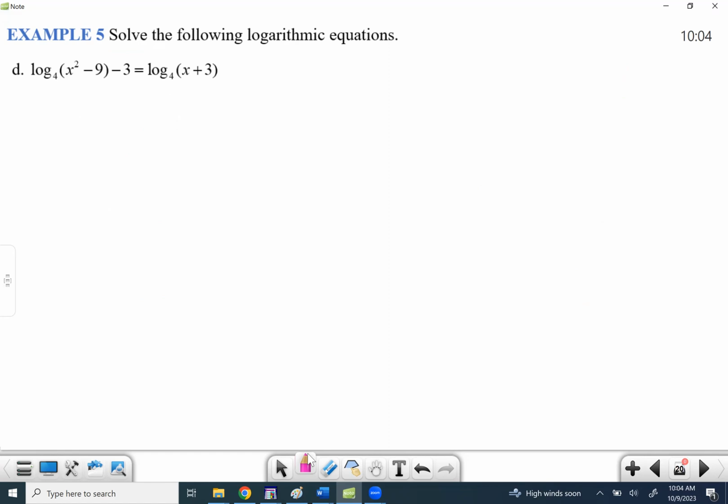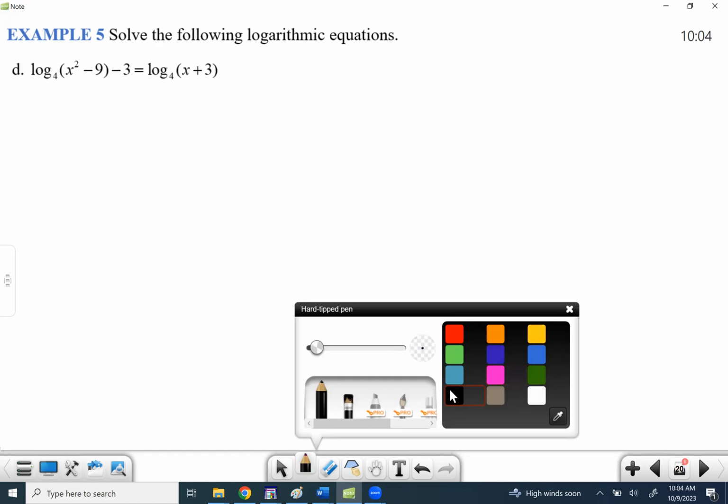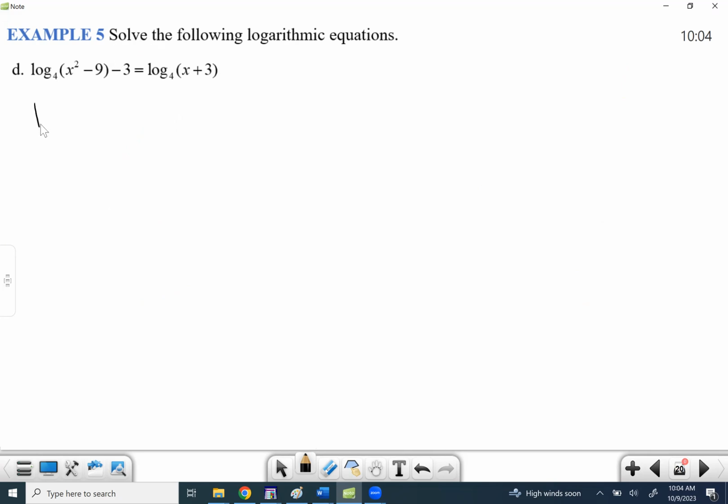Okay, step 1, get all logs on one side and all constants on the other. So what we're going to do is we're going to move this log over. So we have, oh, the board's doing its thing again. All right, so we have log base 4 of x squared minus 9. And when I move that log over, it'll be a negative log because we have to subtract it over. Then we're going to take the 3 over to the other side by addition. And so it's going to be a positive 3. So we got all the logs on one side and we got all the non-logs on the other side.